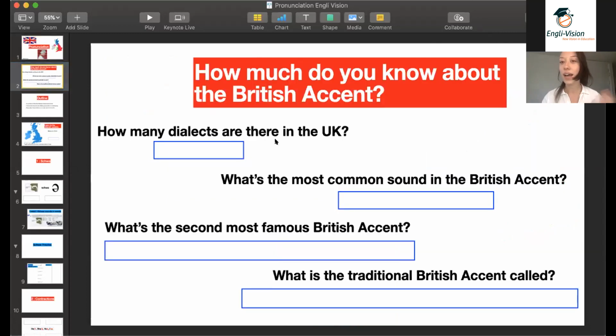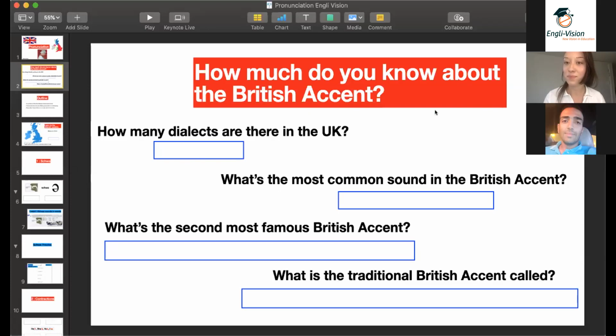So, how many dialects are there in the UK? How many different areas of different accents are there in the UK? I'm going to ask Nameen. Or if you know the answer, feel free to unmute and contribute. Islam Ahmed, how many dialects are there in the UK? Well, I'm not sure about how many accents there are. Let's say four. Okay, cool. Let's see someone else's answer. Thank you, Islam. Who else? Mohammed Sayed, how many accents in the UK?